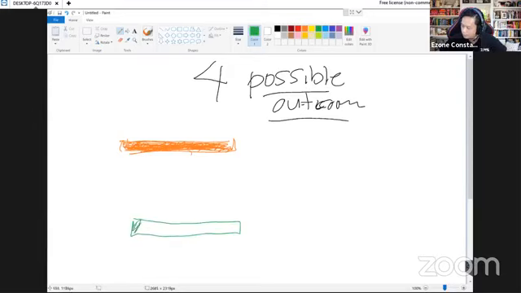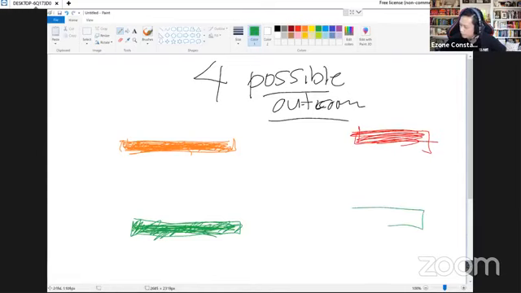I will give you all about two scenarios here. Now I give you, this is another resistance, and then this is another support. I give you all about four possible outcomes.